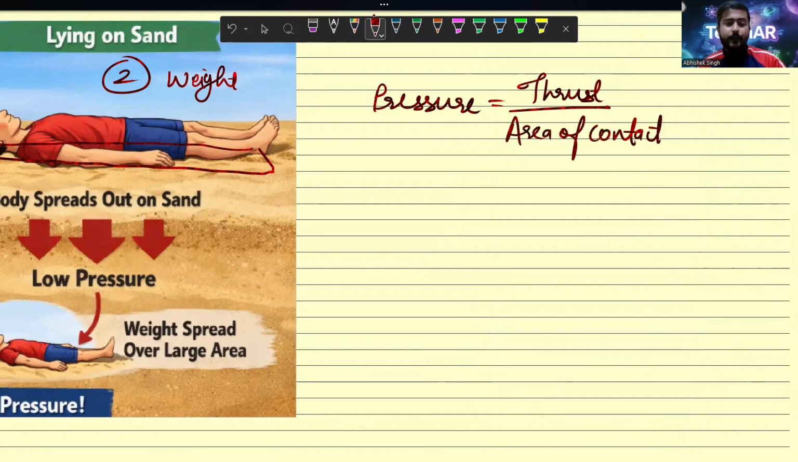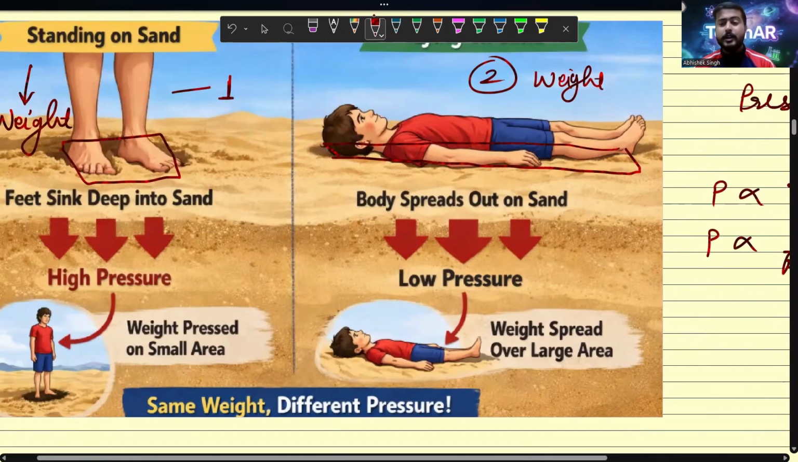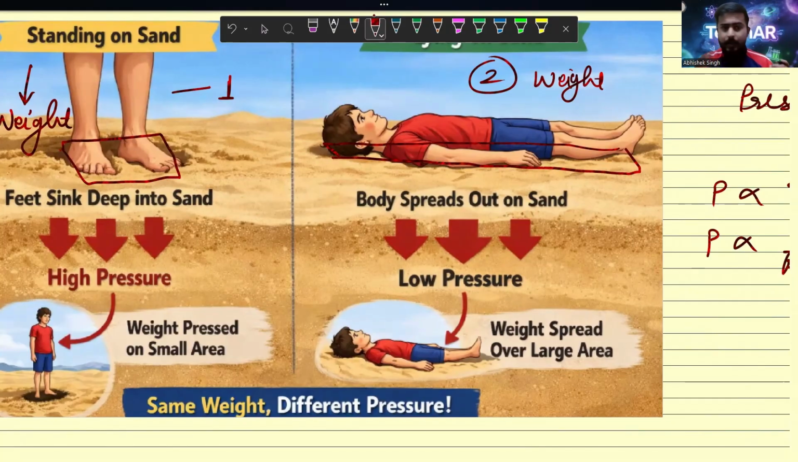That means pressure is directly proportional to the thrust. If the thrust increases, the pressure will also increase. And pressure is inversely proportional to the area of contact. What does that mean? If the area of contact increases, the pressure will decrease. This is the beauty of inverse proportionality, right? So in both the cases, in which case is the pressure maximum? The pressure is maximum where the area is less because the thrust is the same in both the cases.